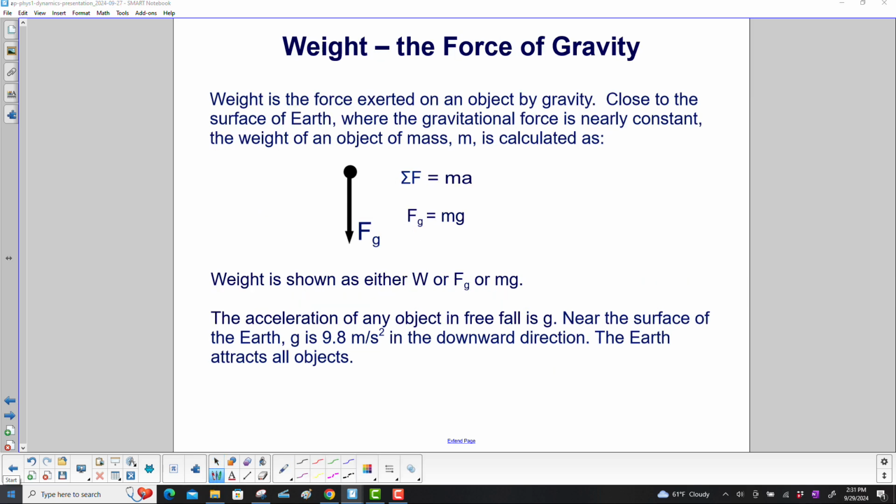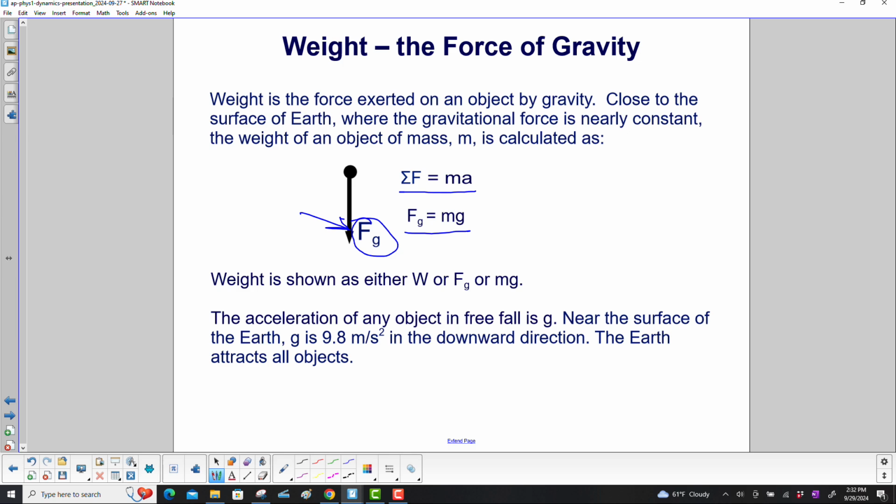Weight is the force exerted on an object by gravity. Close to the surface of the Earth, where the gravitational force is nearly constant, the weight of an object of mass m is calculated as follows. We have Newton's second law right here, the sum of the forces is ma. The force of gravity is mg, and it's always pointed down. Weight is shown as either w or F sub g or mg.